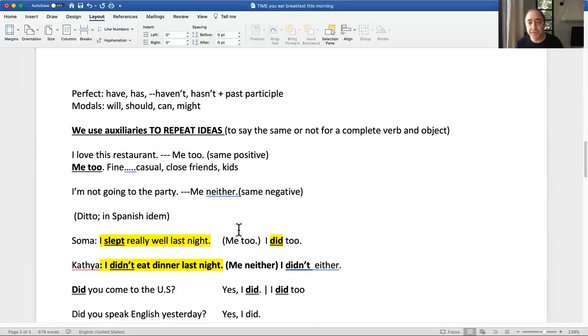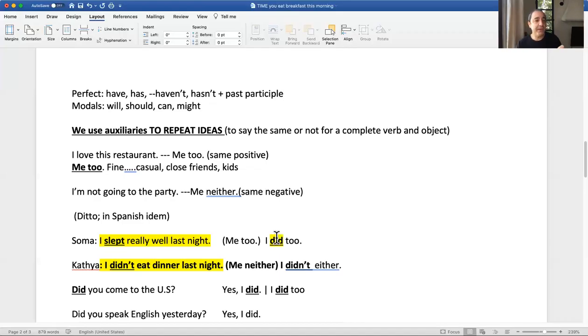If the same is true for you, you would say, I did too. Here's the third use of the auxiliary. It's not a question. It's not an answer. It's a repetition and an agreement of this first idea. Well, how did you decide to use did?